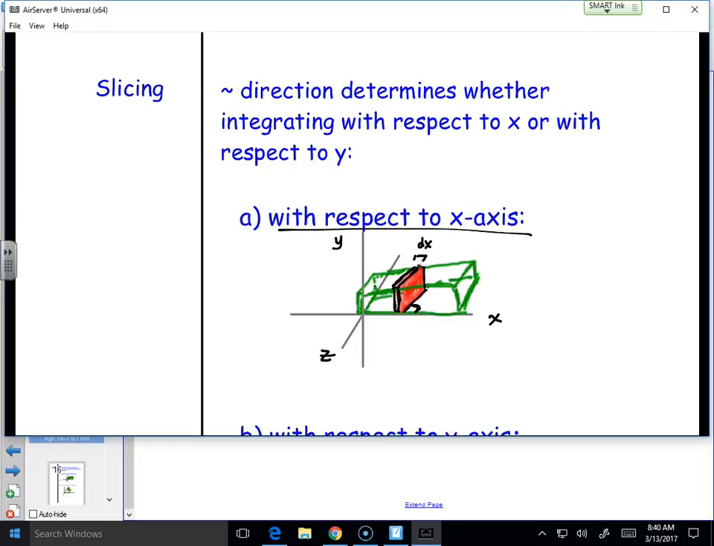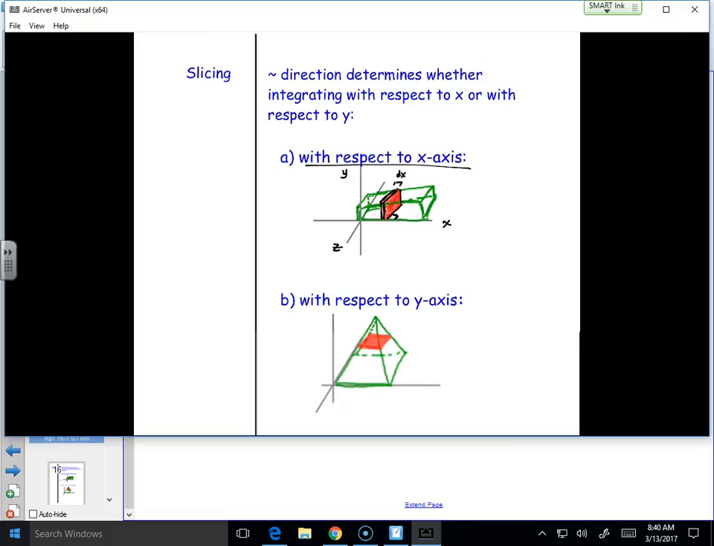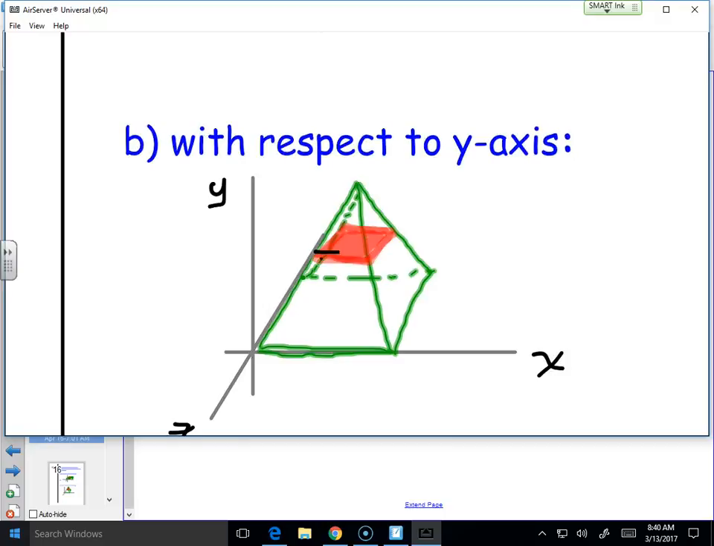Long story short, when you slice perpendicular to the x-axis, we're going to be representing our volume integral with dx. When we slice perpendicular to the y-axis, this is a little harder because the y-axis is way over here, but if you still notice with the slicing, where would the depth be on this guy?